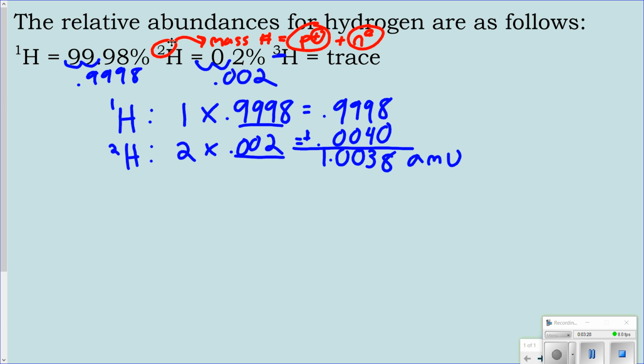So the periodic table that I gave you, hydrogen is 1.008 AMU. That's close enough. That's how you calculate the relative abundance and the relative atomic mass for a set of isotopes. Good luck.